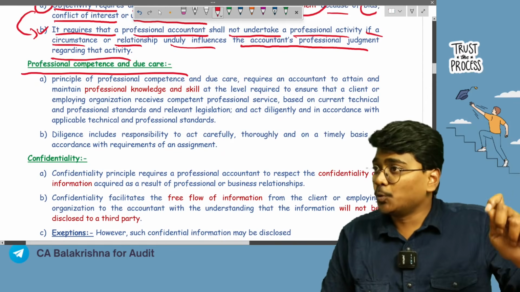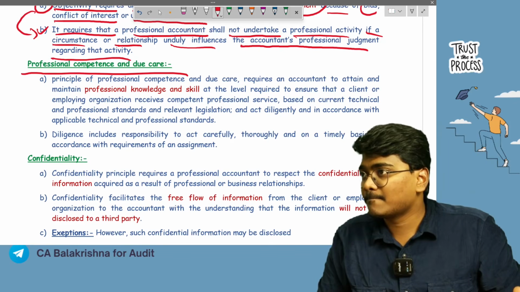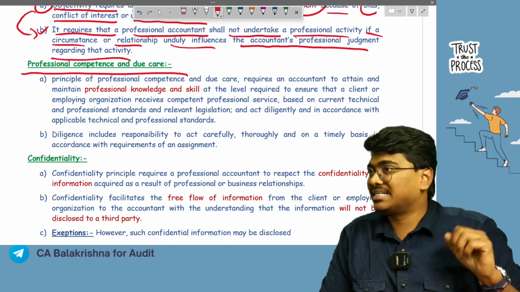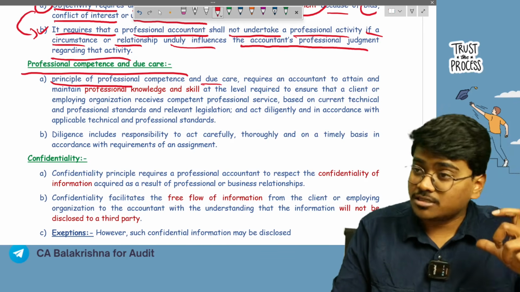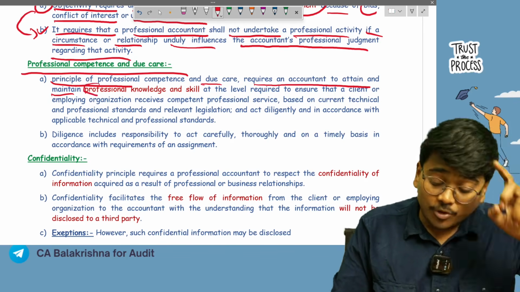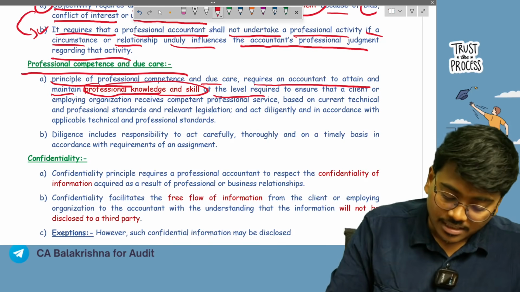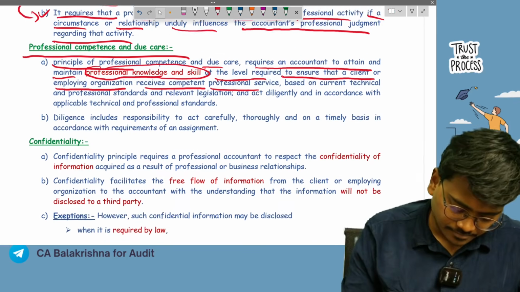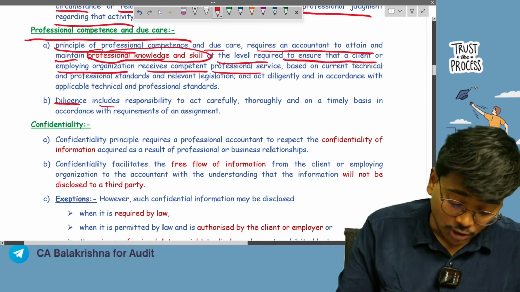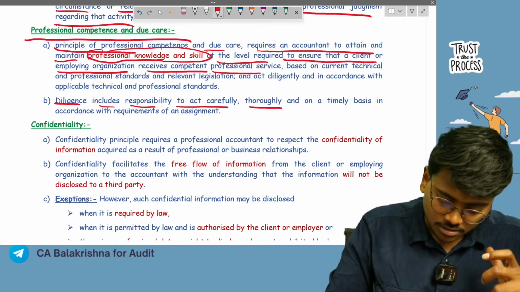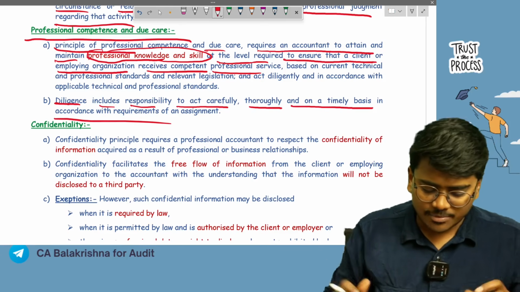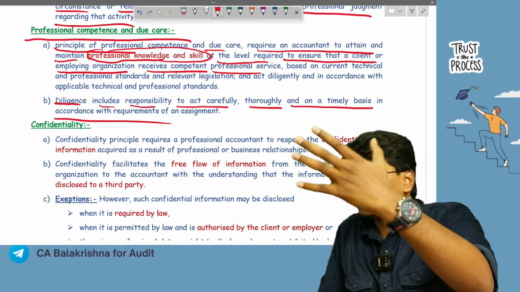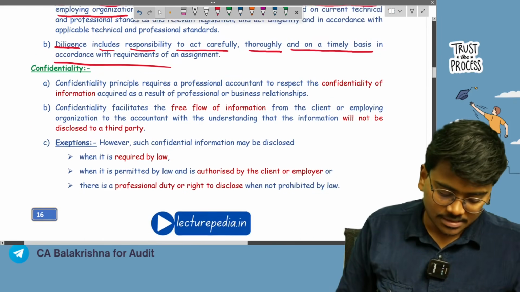Next, professional competence and due care. Professional competence means you should have all the knowledge that is required for discharging the engagement that you have taken up, right? The principle of professional competence and due care requires an accountant to attain and maintain professional knowledge and skill at the level required to ensure that a client or employing organization receives competent professional services. Got it? And next, due care or diligence includes responsibility to act carefully, thoroughly and on a timely basis in accordance with requirements of the assignment. Whatever work you are doing, you should do it with 100% attention. That is what is meant by due care or acting carefully. Got it?